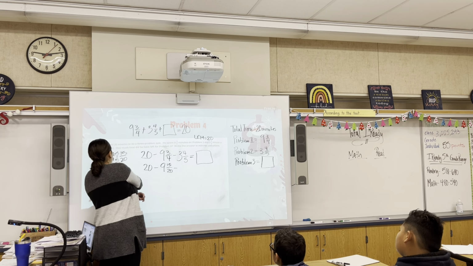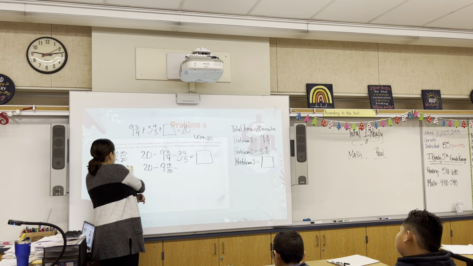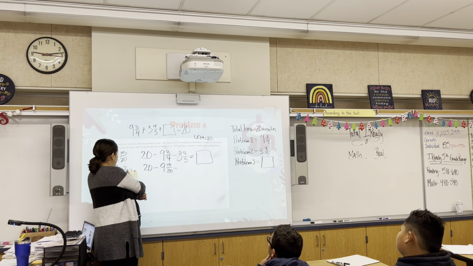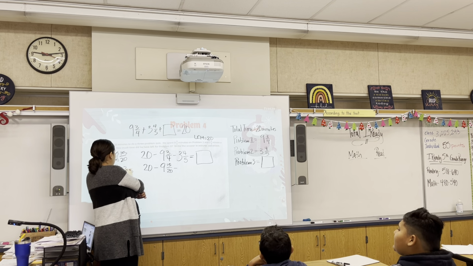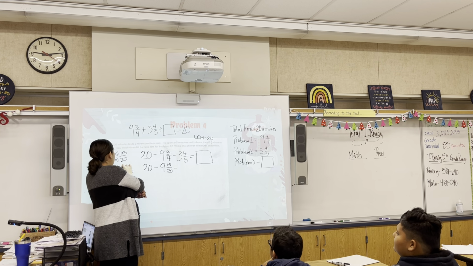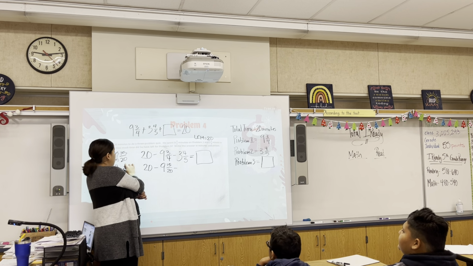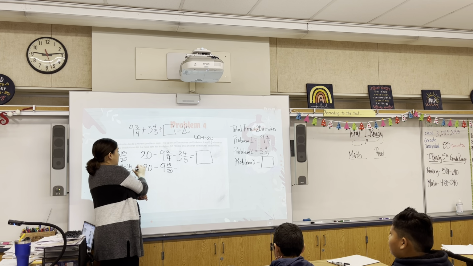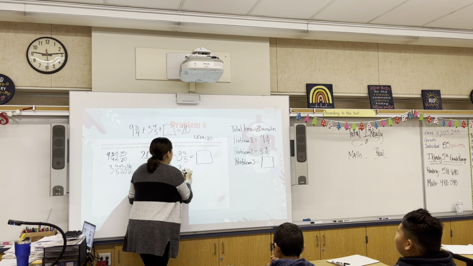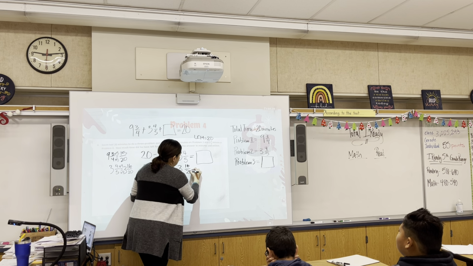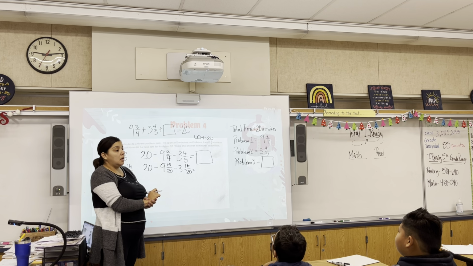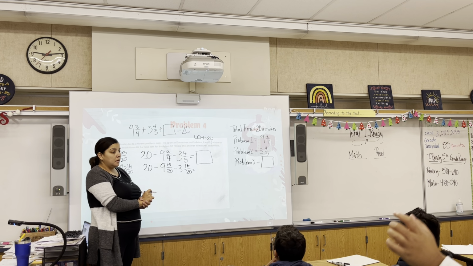What about this one? 3 4/5 is equivalent to something over 20. 5 times what gets me to 20? 4. Good. And then whatever I'm doing to the denominator, I'm doing to the numerator. 4 times 4 is? 16. So that is 3 16/20. What do I do next? Christopher, tell me.